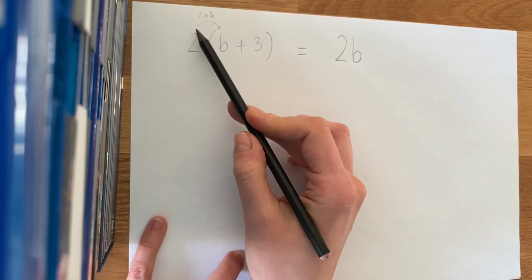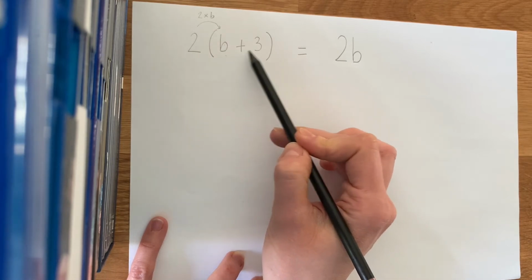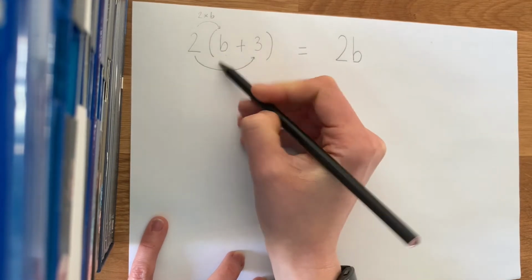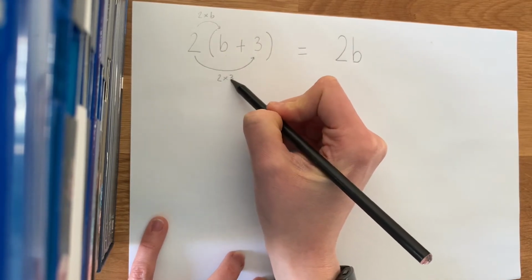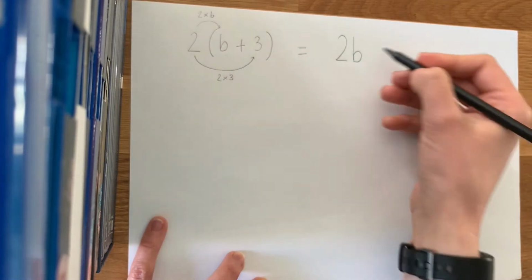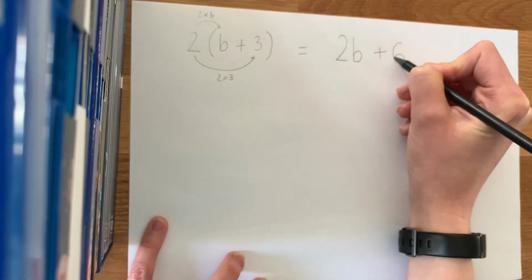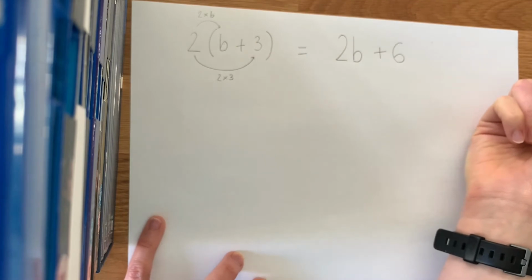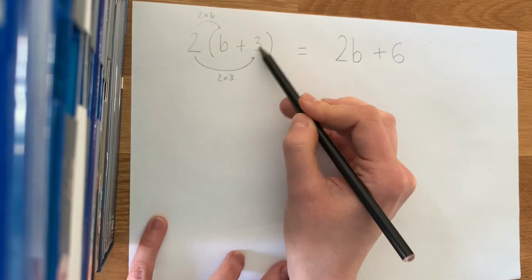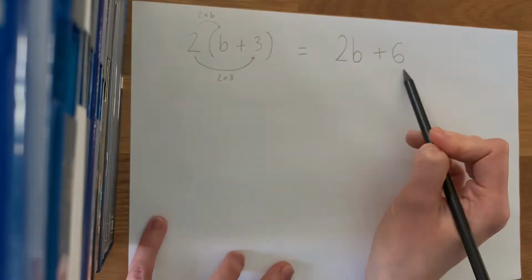And then the next thing that we're going to do, we've done 2 times b, we're going to do 2 multiplied by a positive 3 or a plus 3. So 2 times 3 is 6. Because we haven't gone down into negative numbers, it stays as a positive 6, or plus 6. So when our brackets have been expanded out, our equation 2 with brackets b plus 3 close brackets is the same as or equal to 2b plus 6.